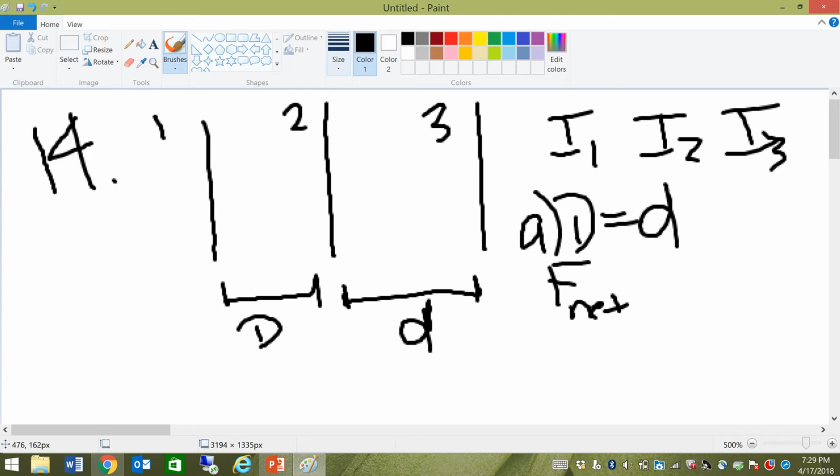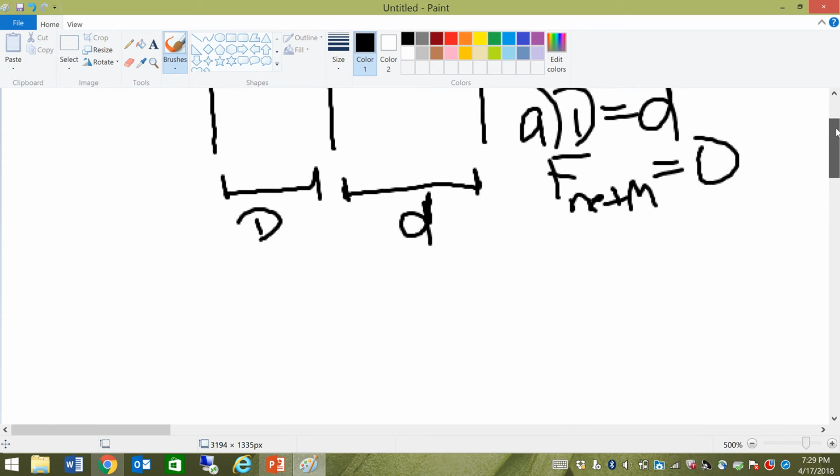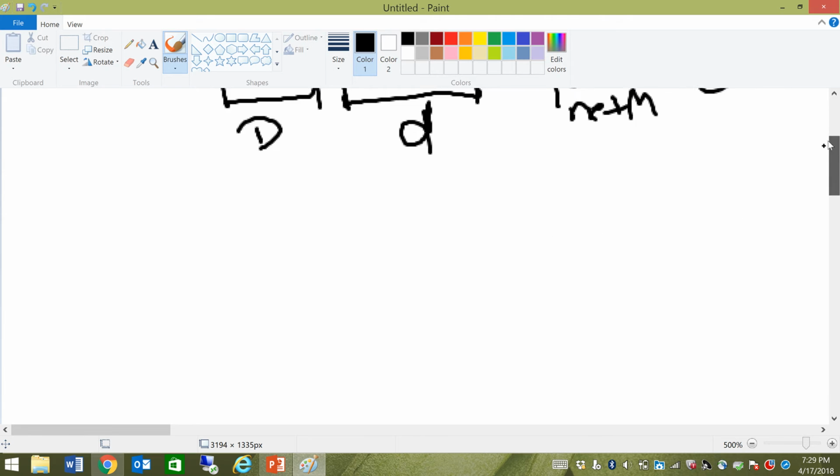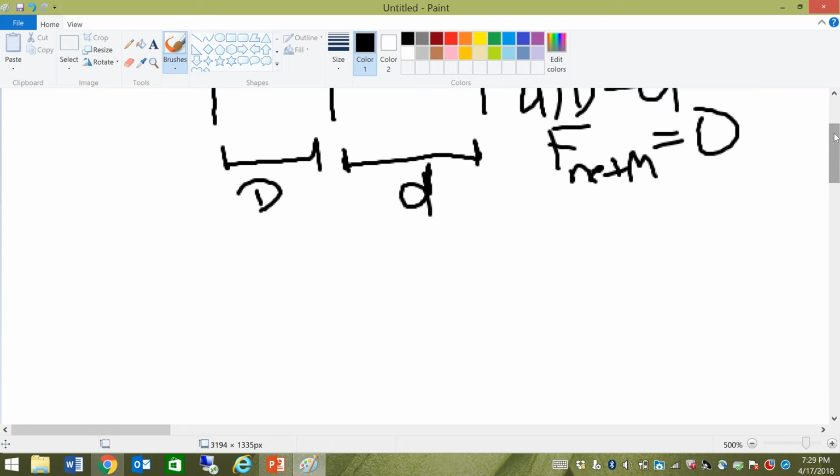So the other key point here is the net magnetic force should be 0. This is a difficult problem, actually. It took me a while to understand this, but I think I got it. So let's first address this issue, the net magnetic force being 0.